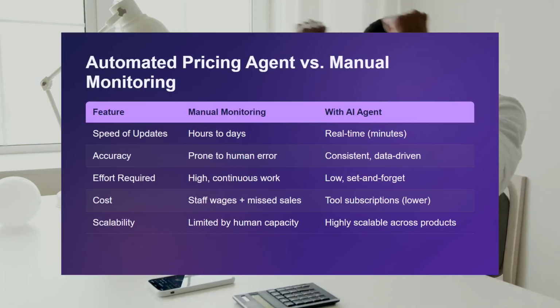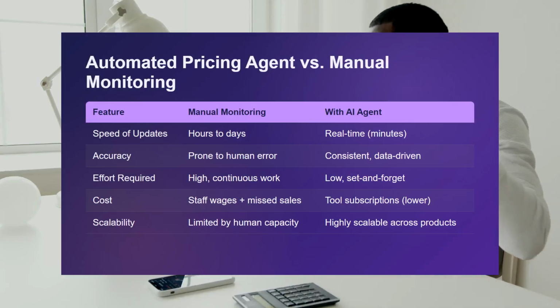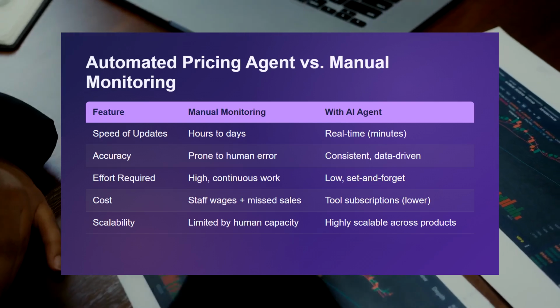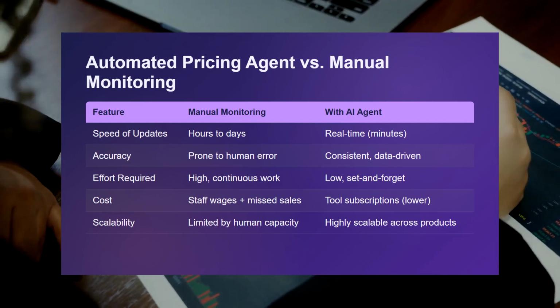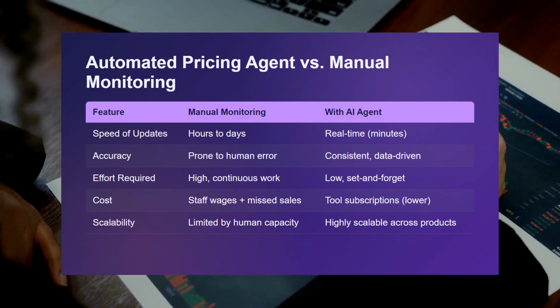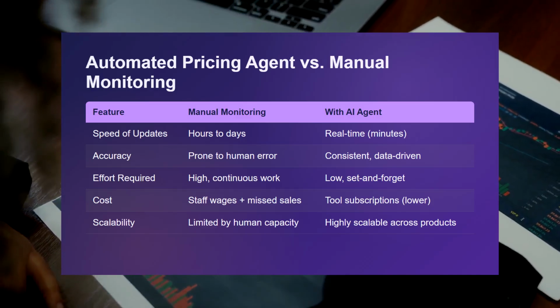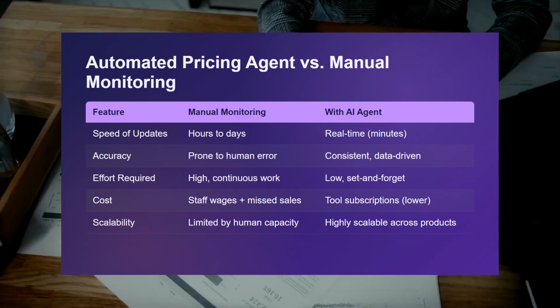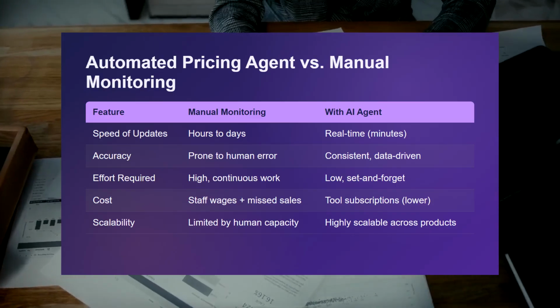Instead of days, you're looking at real-time updates. This isn't just about speed, it's about precision and consistency. The AI doesn't get tired, it doesn't make typos, and it doesn't miss a single price change. Let's break down how this transformation happens.